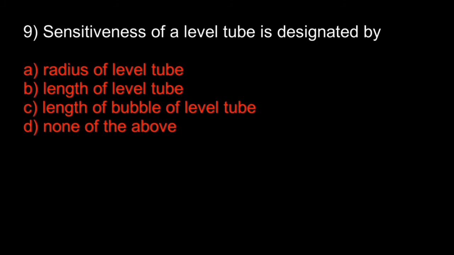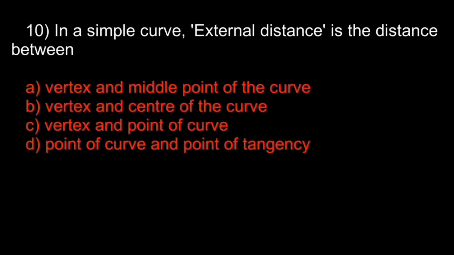Sensitiveness is sometimes designated in terms of the radius of curvature of the level tube, but the better way is to state the angle through which the axis must be tilted to cause the bubble to travel through one division of the scale.